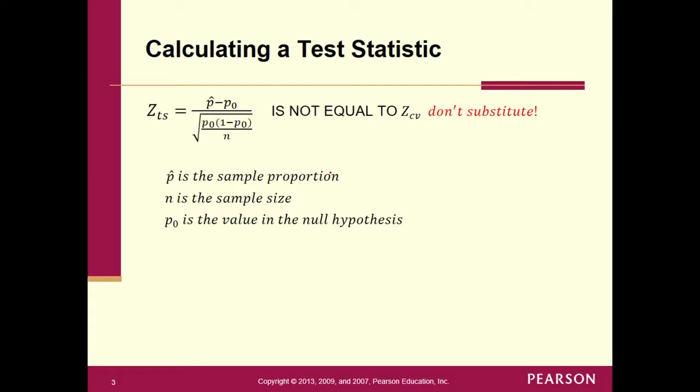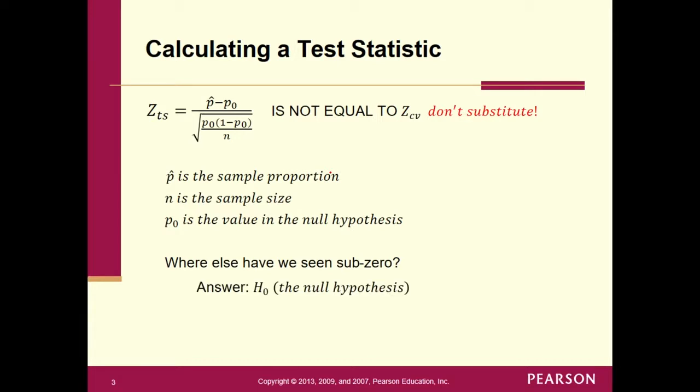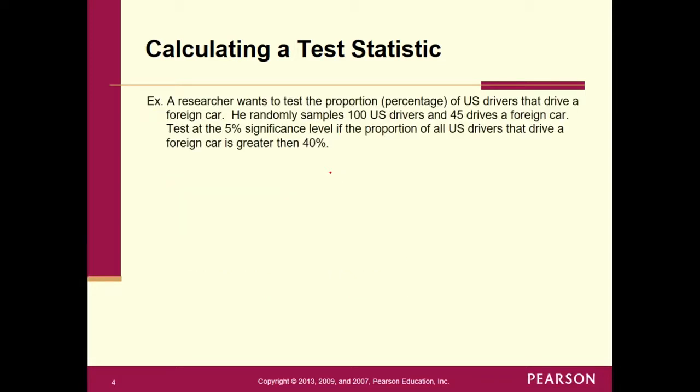The reason why the book puts a little sub 0 there is that it's trying to remind you of something. Where else have you seen sub 0? I hope I have shown you that you've seen the null hypothesis, H sub 0. The book is reminding you that when you see sub 0, it means go to the null hypothesis. I'll give you some examples here in a bit.